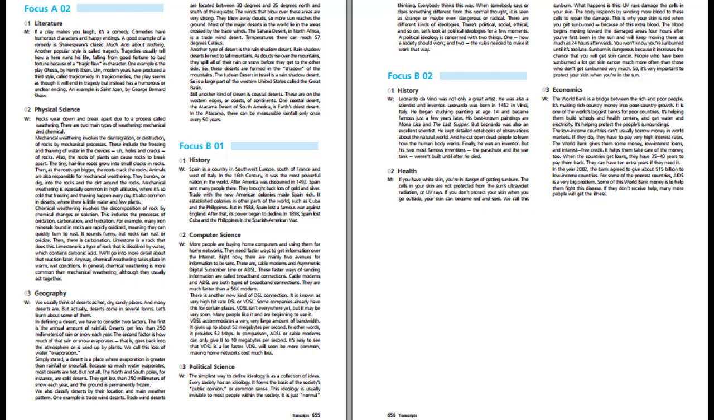There are different kinds of ideologies. There's political, social, ethical, and so on. Let's look at political ideologies for a few moments. A political ideology is concerned with two things. 1. How a society should work. And 2. The rules needed to make it work that way.